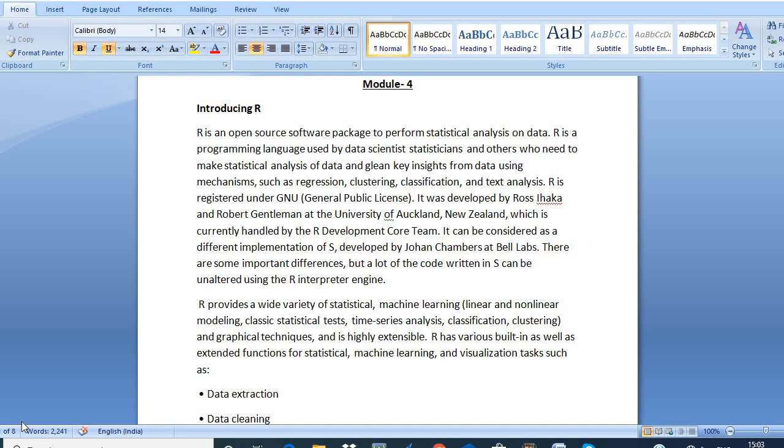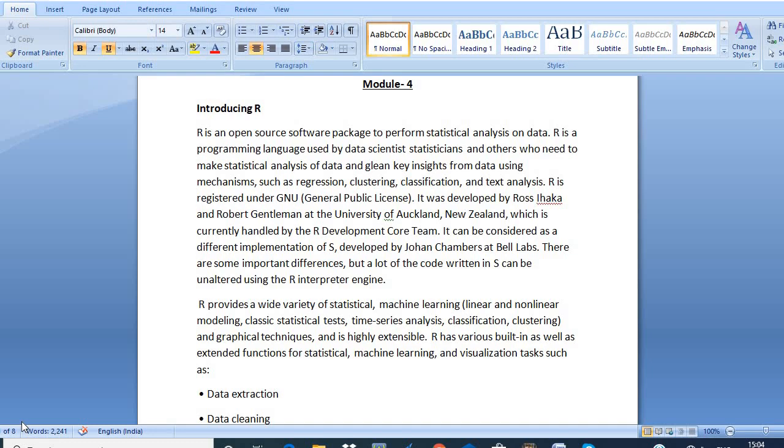R provides a variety of statistical and machine learning techniques, like linear and non-linear modeling, classical statistical tests like chi-square test, t-test, etc. Time series analysis, classification, clustering, all these machine learning techniques can be used using R, and also graphical techniques.